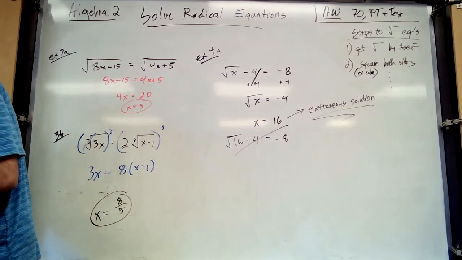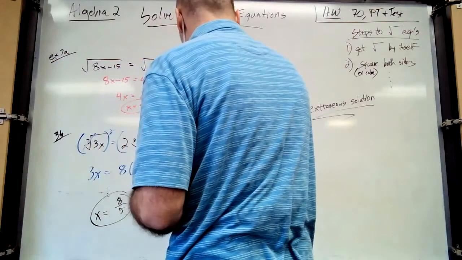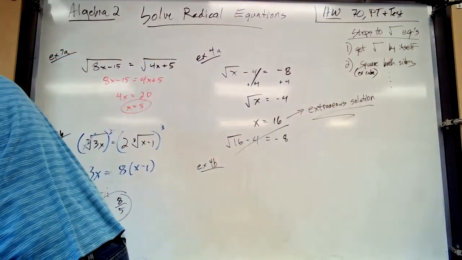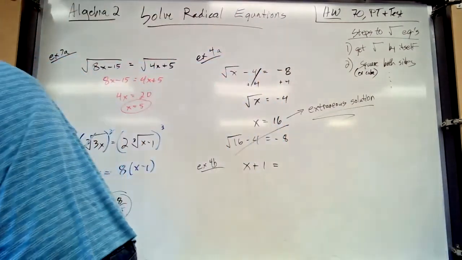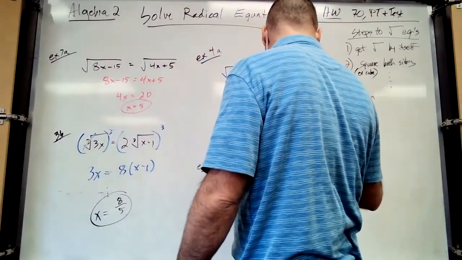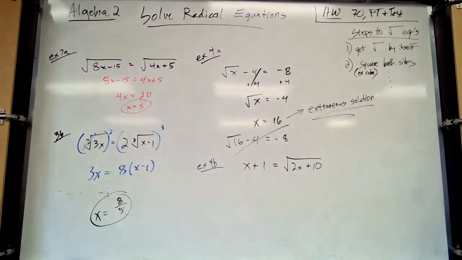Okay, so we'll do one more example and then we'll be done for the day. So here's example 4b. Let's try this one. You can try this on your own. x plus 1 equals the square root of 2x plus 10. So let's solve this equation.